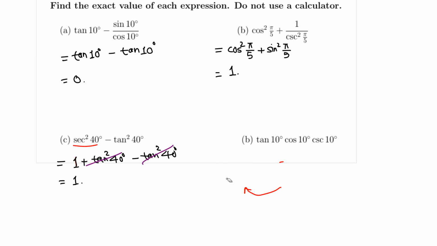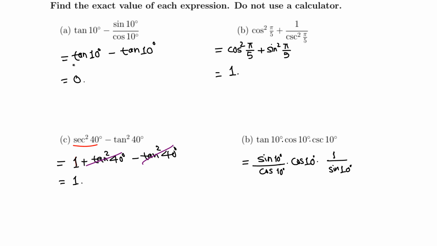Let's come back here for part D. So we have a product, tangent 10 degrees times cosine 10 degrees times cosecant 10 degrees. Whenever tangent is involved, always write it as a ratio of sine and cosine, because we know tangent is just sine over cosine. But we must write the same angle, 10 degrees, 10 degrees. Times cosine, that's already there, just leave cosine 10 degrees. Now cosecant, as we saw earlier, is the reciprocal of sine. So cosecant is just 1 over sine.